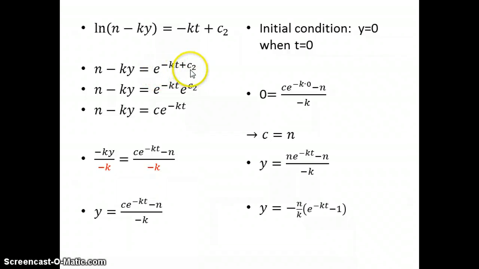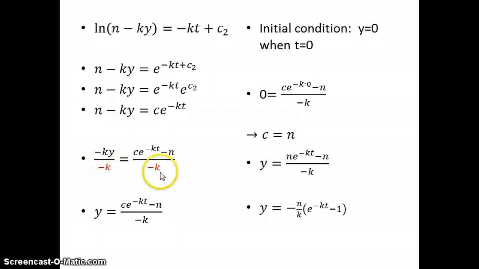A little algebraic manipulation, because the exponents are being added, is like the powers are being multiplied. But e to the c sub 2 is simply another constant. I'm going to call it c. If I still had the absolute value, which I should, that simply becomes part of the other constant when we take it out. Again, we're solving for y. So subtract n. We get negative ky equals c e to the negative kt minus n. And then divide by minus k.